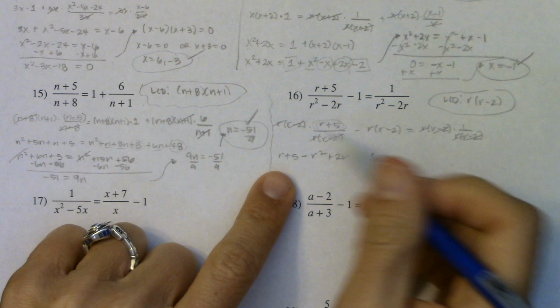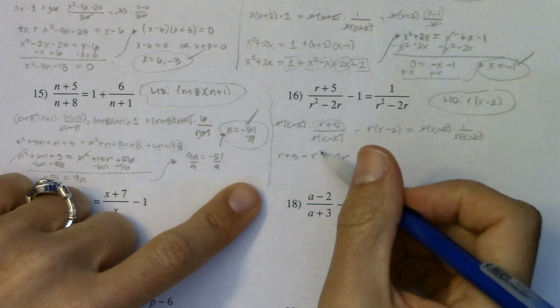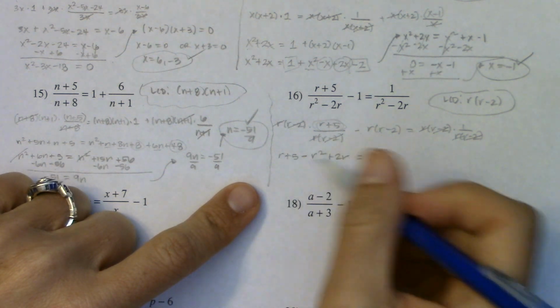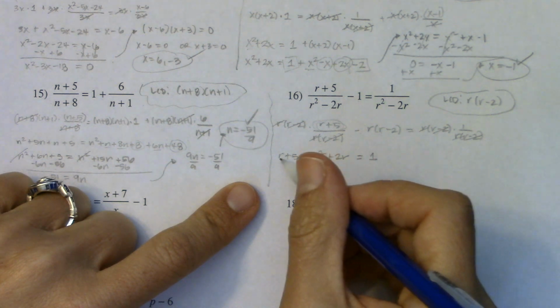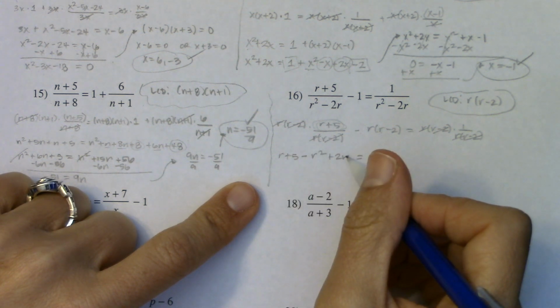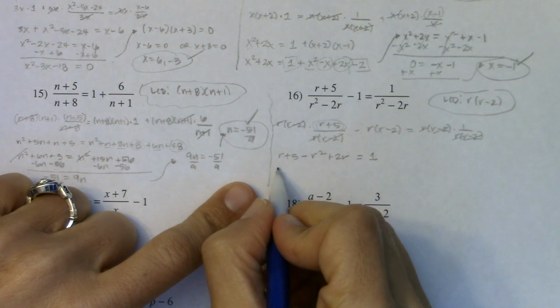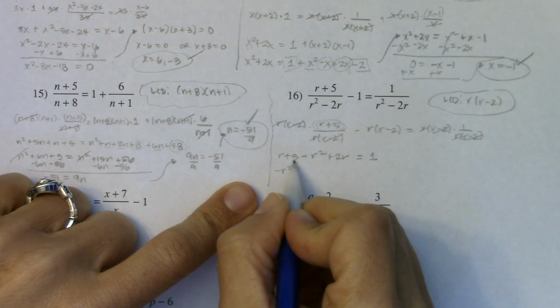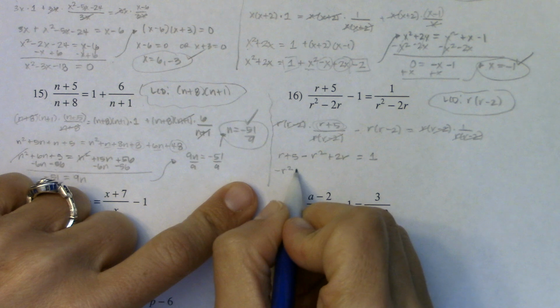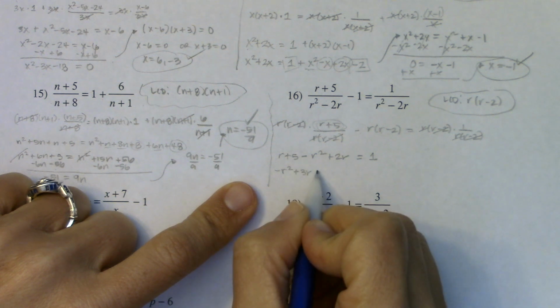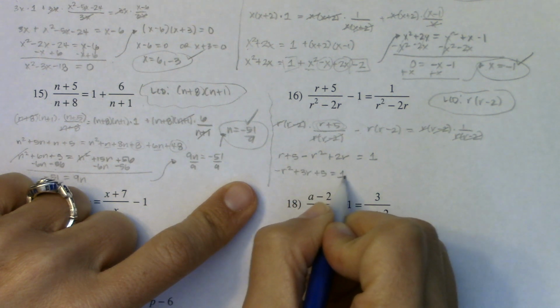So I'm starting to see I have a quadratic equation, right? I've got this negative r squared. If I clean this up, I've got how many r's? 3 r's on this side. I've also got a plus 5. So let me clean this up, right? I've got negative r squared. All right, r plus 2r is 3r. And then I have a 5 here, equals 1.